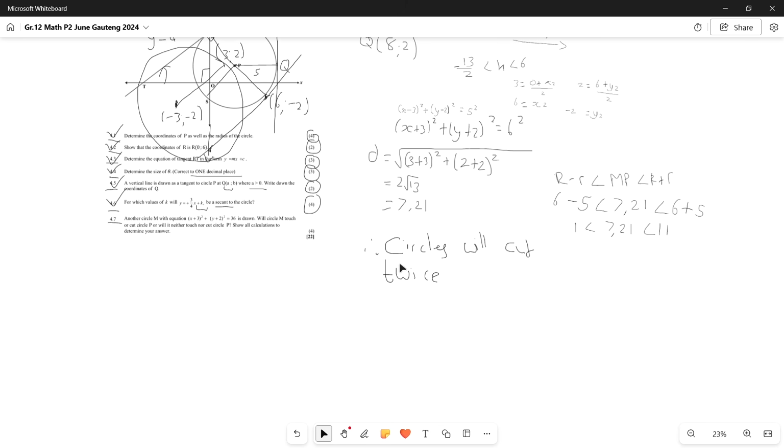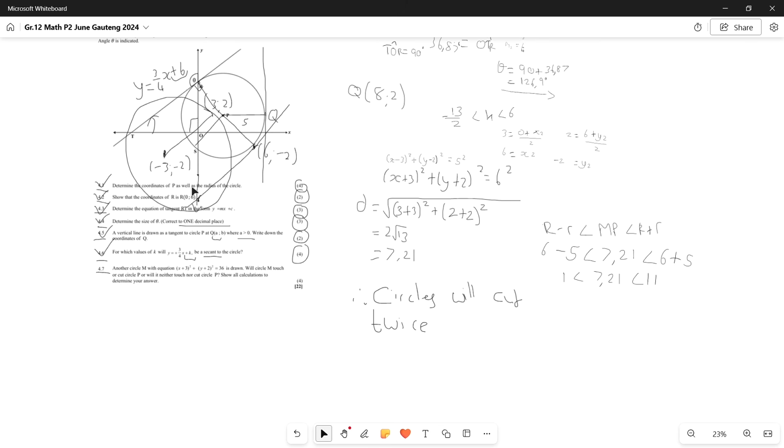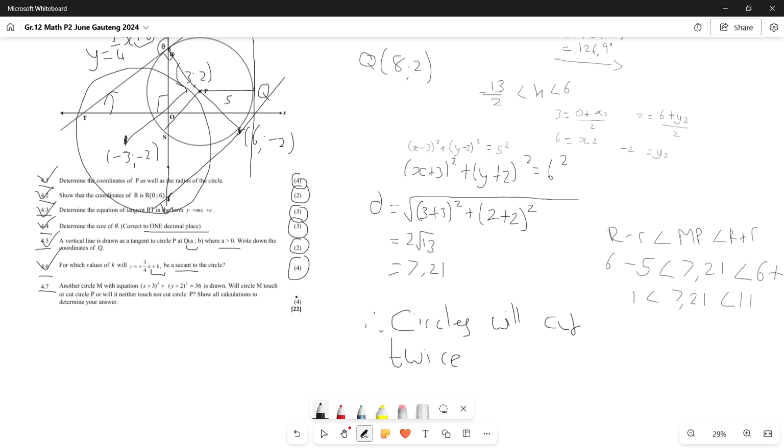Okay, cool. And those are the 5 different scenarios based on how we interpret the distance between the midpoints of two circles. But in this scenario, as we could see, the distance was between the big radius minus the small radius and the big radius plus the small radius. So therefore, we know that the circle will be cutting twice. And with that, we just earned 4 marks out of 22 marks for this whole section.